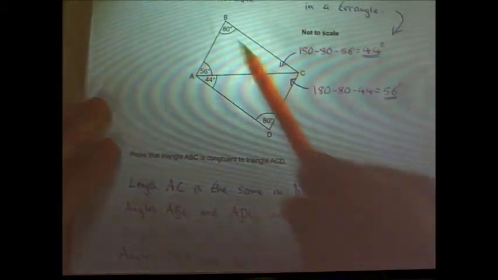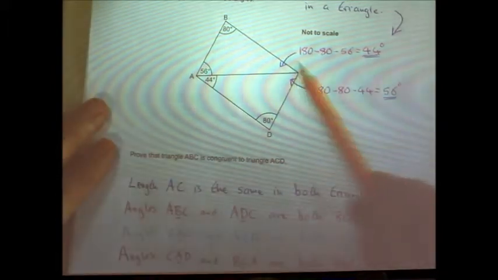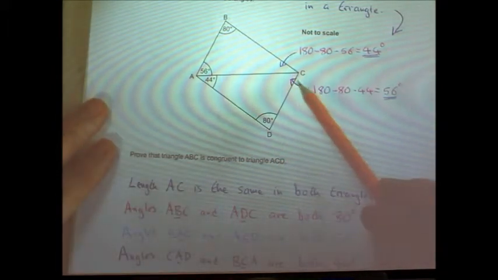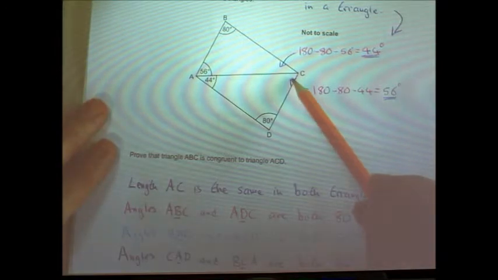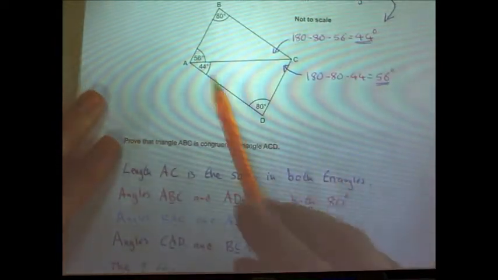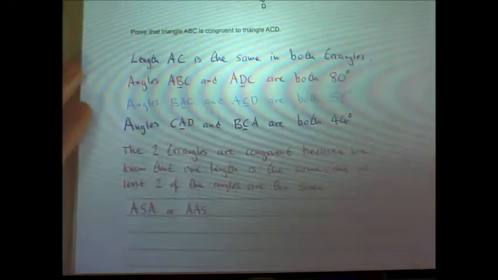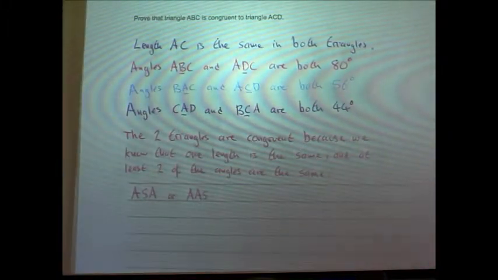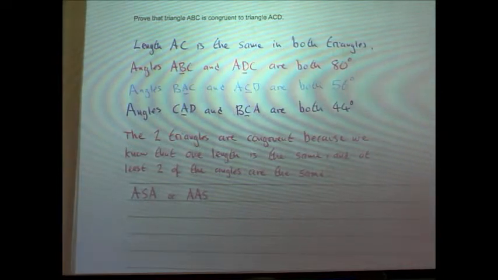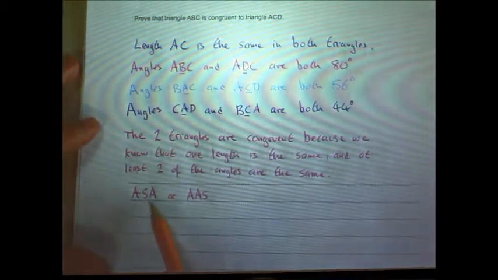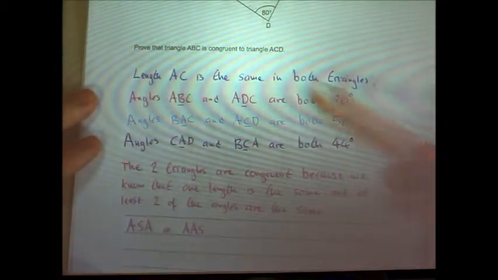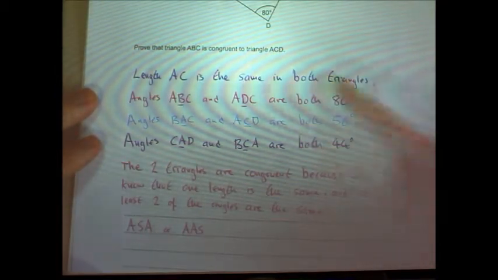Angles BAC and ACD are the same. They're both 56 degrees, so that's 56 and that's 56, and the last two are both 44 degrees. So the triangles are congruent because we know that one length is the same and at least two of the angles are the same. In fact, we know that 3 of the angles are the same. So you could use the angle side angle fact, but this is the key bit here. That was the bit that will get you the marks.